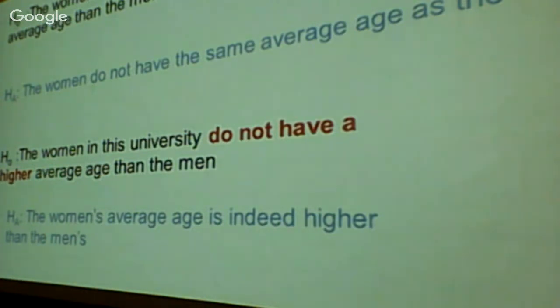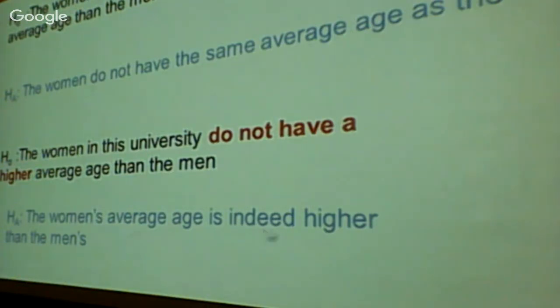So the women in this university have the same average age as the men. The opposite alternative hypothesis, the women do not have the same average age as the men. Does that imply any direction? No, it does not. All we care about is that they're not the same. It could be greater or less. In this example, the women in this university do not have a higher average age than the men. The alternative is the women's average age is indeed higher than the men's. Do I care about direction in this one? Yes, I do.